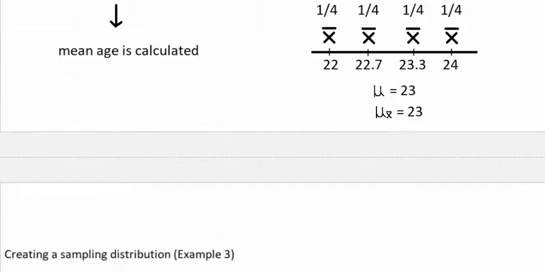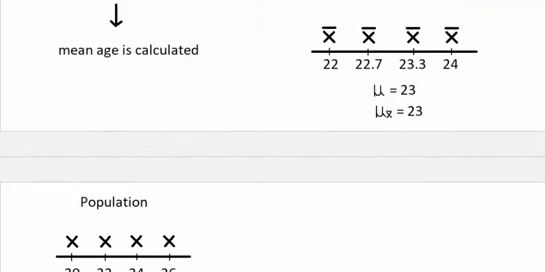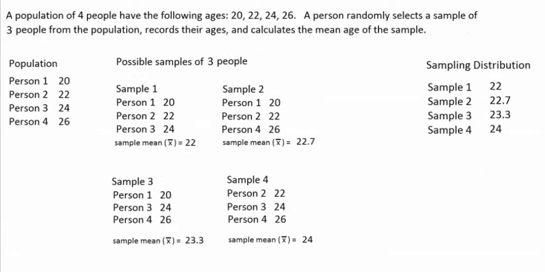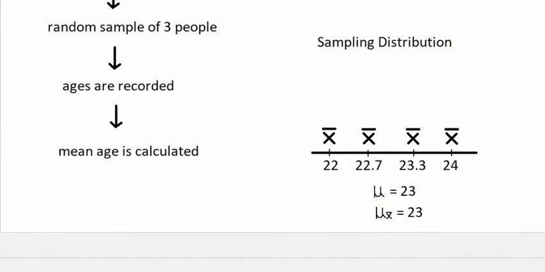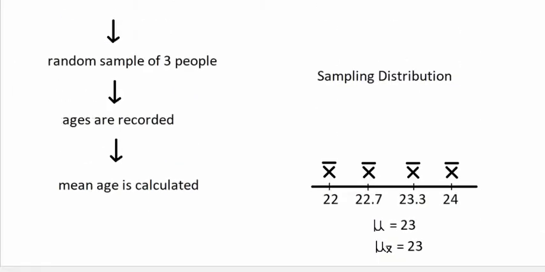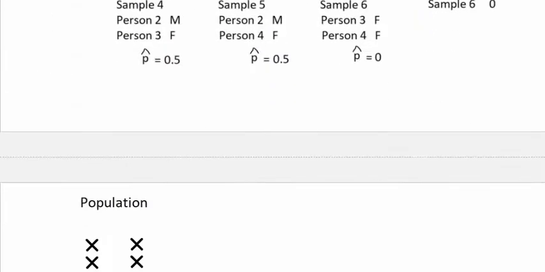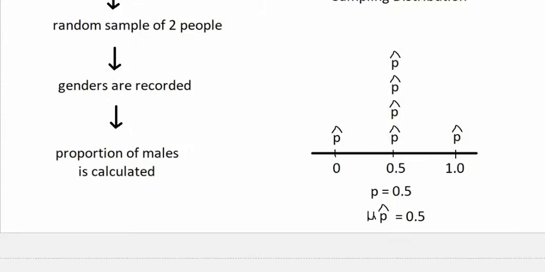So p hat is sample proportion, and sample mean is x bar. It's an x with a bar above it. Just remember, sample mean is x bar, sample proportion is p hat. That's why I put x bars in this graph to show that there are sample means being plotted, and in this graph I put p hats to show that there are proportions.